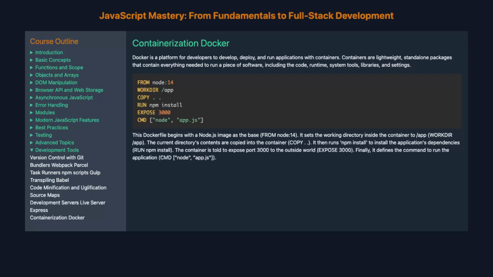It sets the working directory inside the container to /app, WORKDIR /app. The current directory's contents are copied into the container, COPY. It then runs npm install to install the application's dependencies, RUN npm install. The container is told to expose port 3000 to the outside world, EXPOSE 3000. Finally, it defines the command to run the application, CMD node app.js.